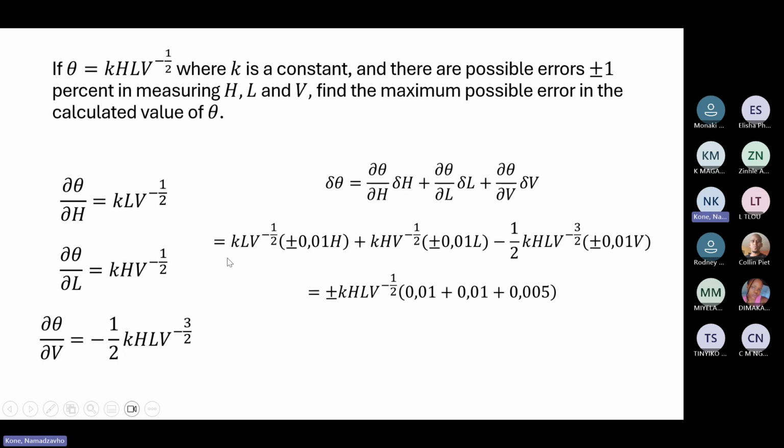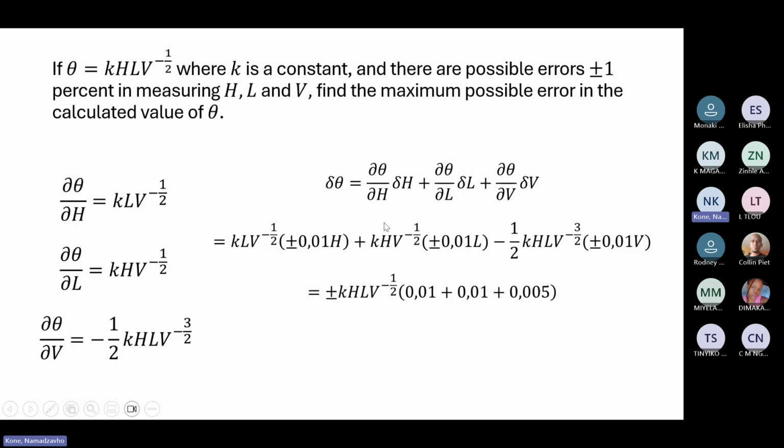So when you take the whole of that and you divide by this, you will see that k and k will cancel, h and h will cancel, l and l will cancel, v to the power minus half and v to the power minus half will cancel. And what is only left in this bracket is this 0.01 for the first term. For the second term, you do the same.